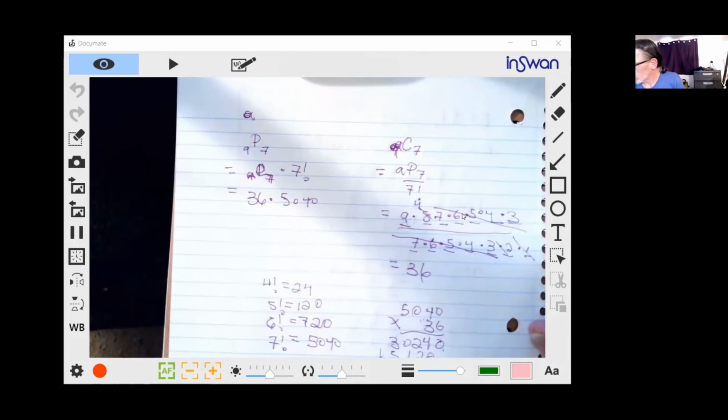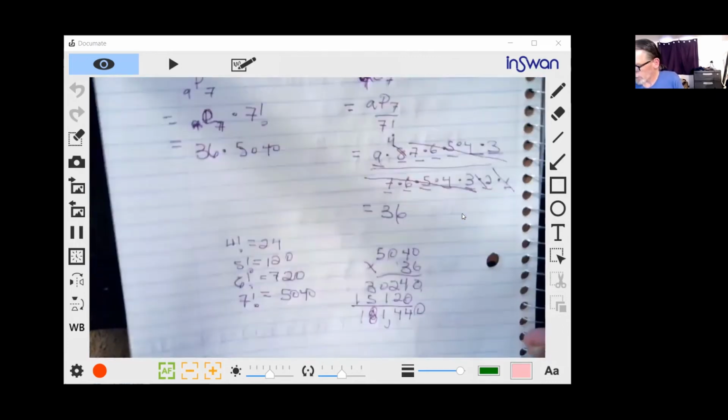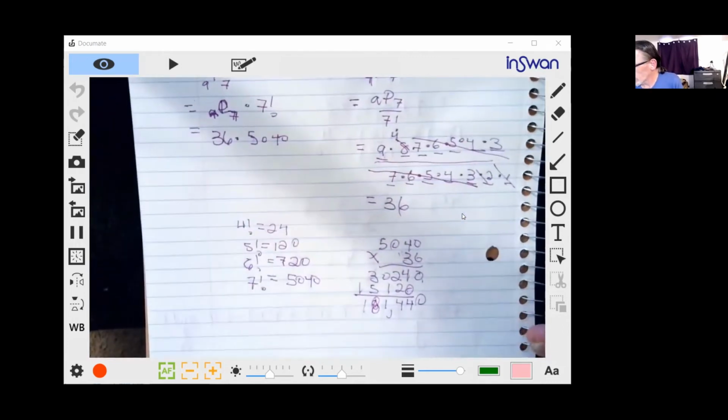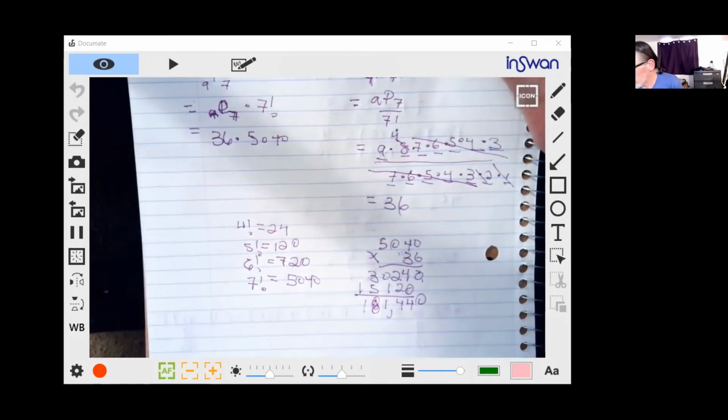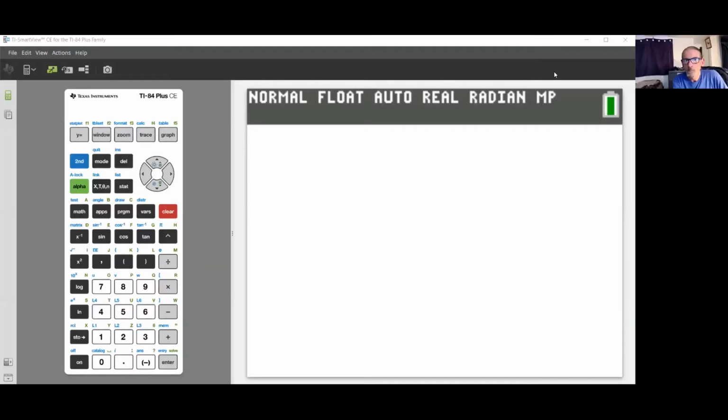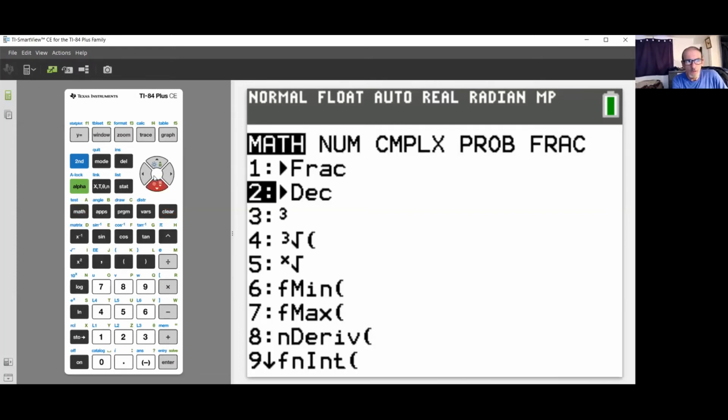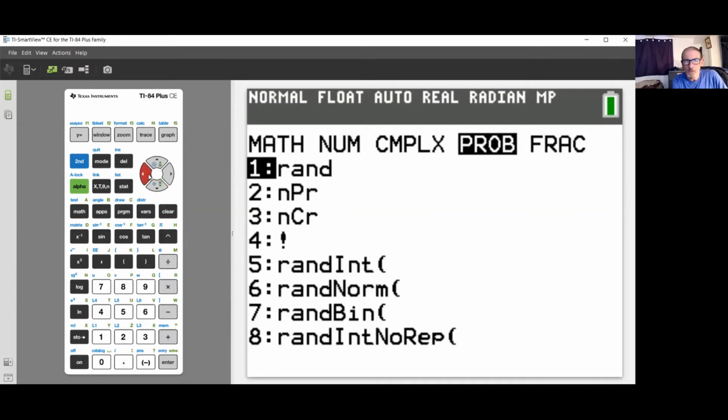Okay, yes, 181,440. Doing a quick check on the TI-84, followed by the second quote secret. Again, it's not really a secret. It's certainly something that's helpful if you ever have to calculate these by hand.